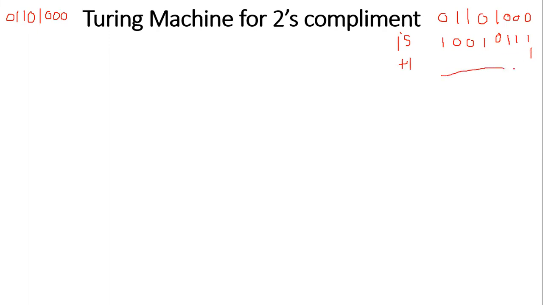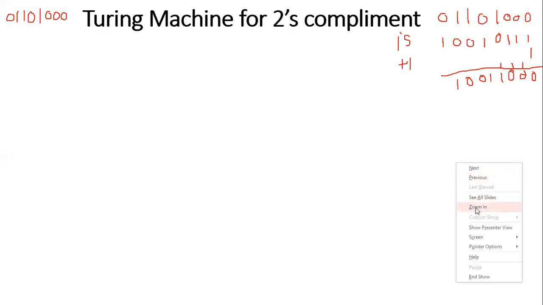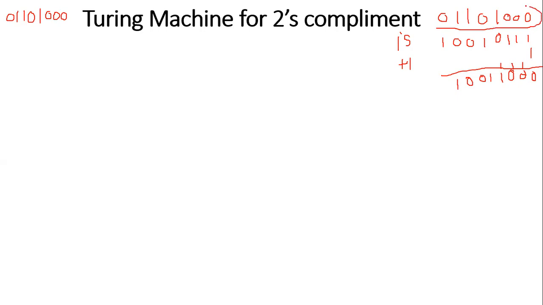Let's see how it looks. 1 plus 1 1 0 is 1 1 0 0 0 0 1. So this is the given binary input string, and this is the 2's complement of the string.